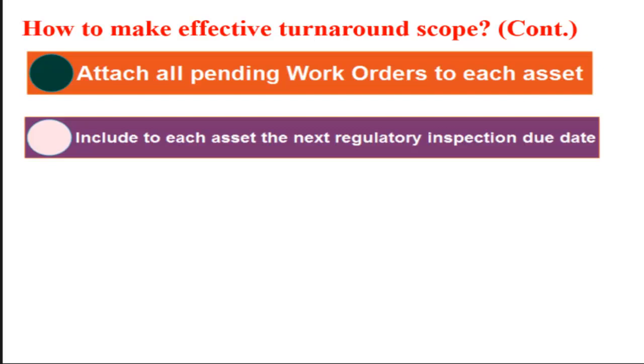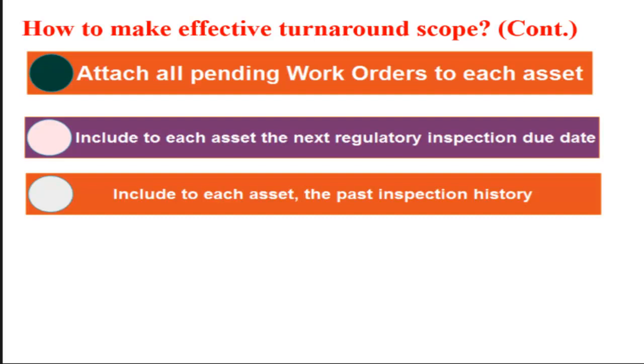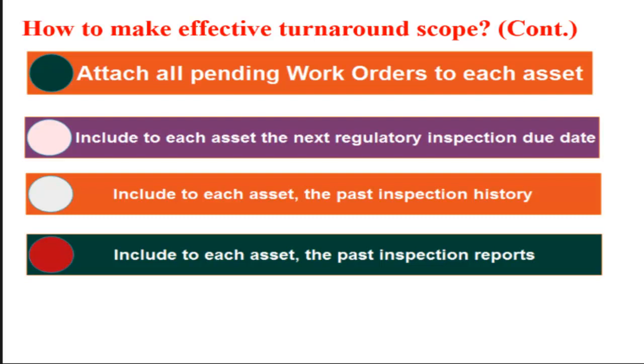Also, it is recommended to include for each asset the next regulatory inspection due date, so we can decide if it can be included within this turnaround, or it can be shifted to the next one. Also, it should include for each asset the past inspection history, to learn from the inspection history lessons and experience, and even some recommendation or some guidance or some system we can apply or follow.